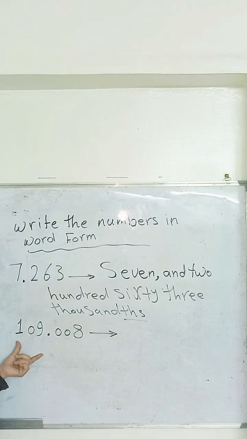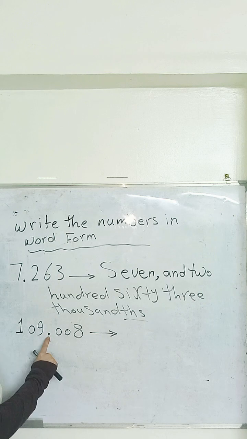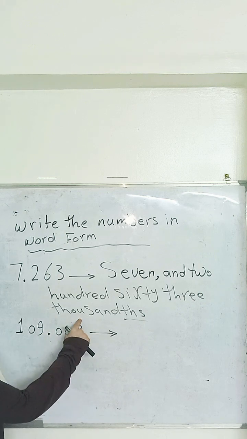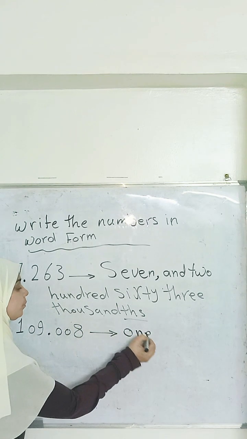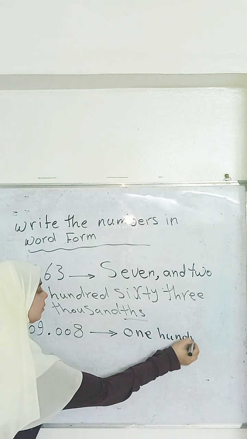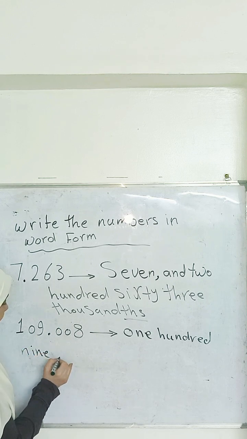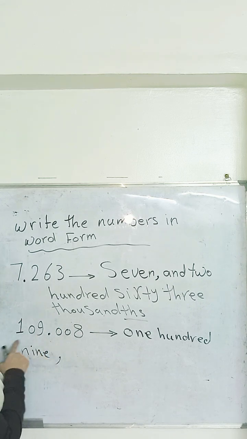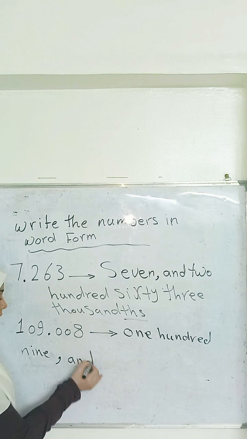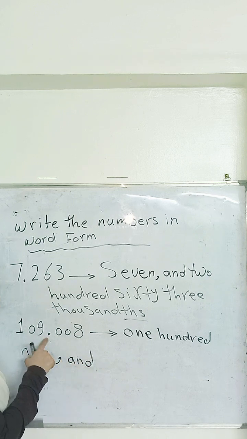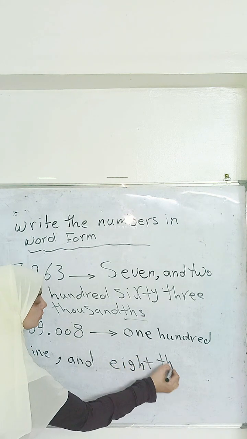What about this number? Yes, the first step, we will read it. 109 and 8,100... 9... After the whole number finishes, we put a comma and say "and." It's the point. And then 8,000.